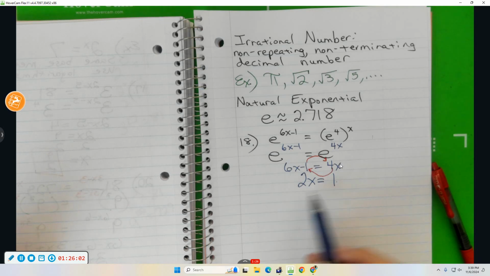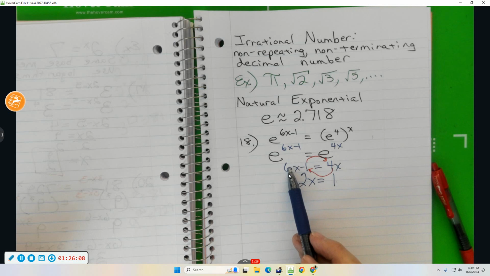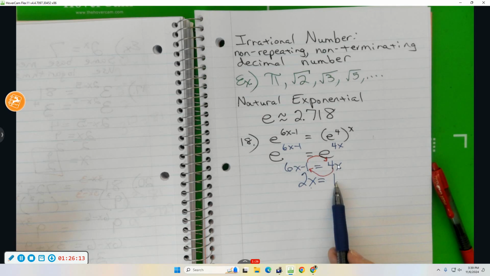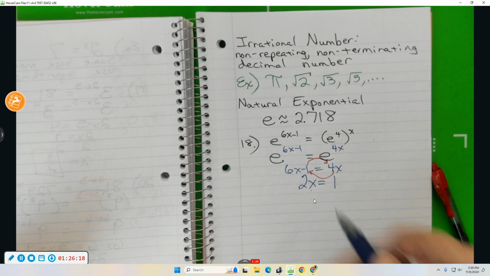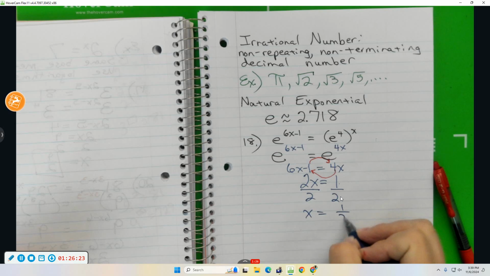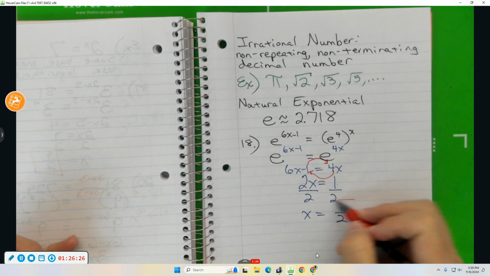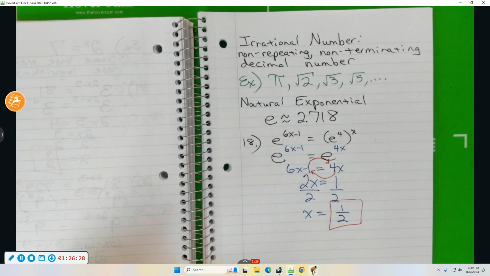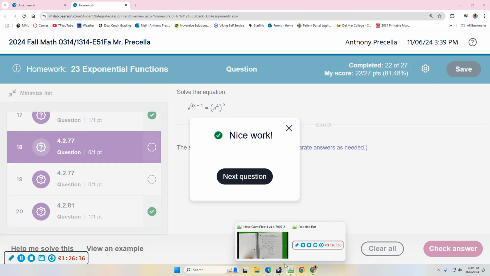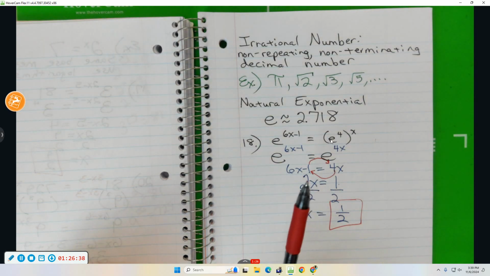And then what? Only one thing left to do. We moved the 4x over. 6x minus 4x gave us 2x. We moved that negative 1 over. It became a positive 1. And now we divide by 2 to give us x equals 1/2 for my final answer. If you have an equation with an e in it and you're trying to use the same base method, you better have an e on both sides.